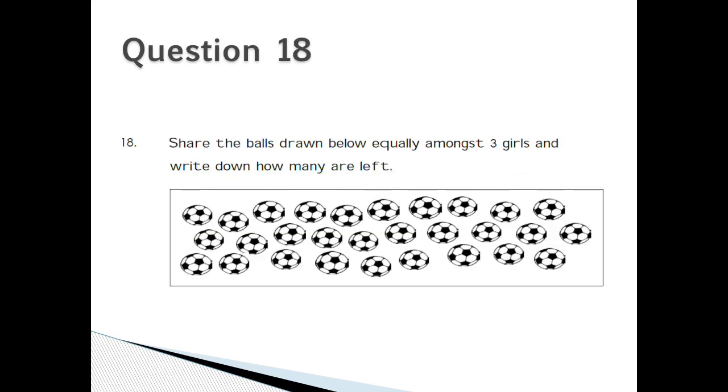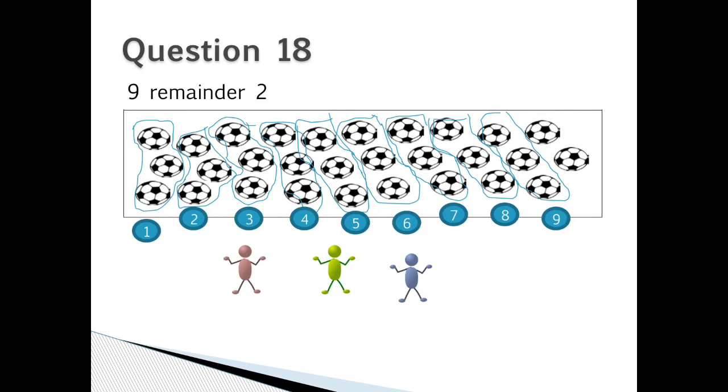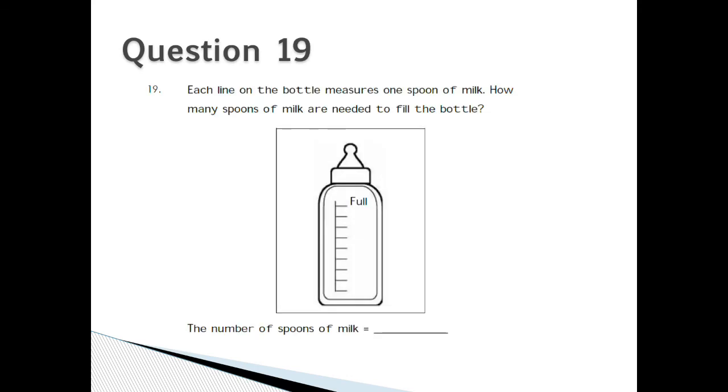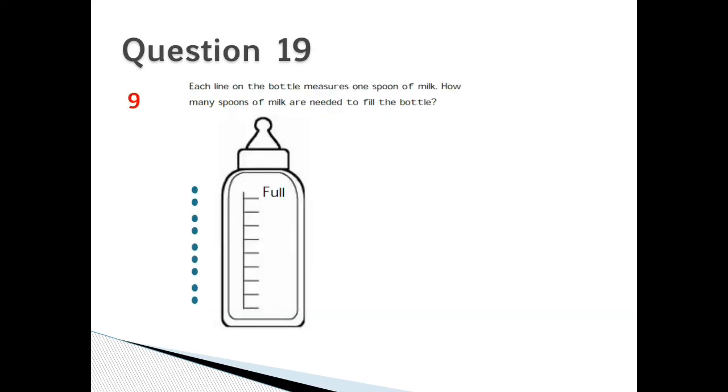Share the balls drawn below equally amongst 3 girls and write down how many are left. There would be 9 given to each one of the girls and a remainder of 2. Question 19. Each line on the bottle measures 1 spoon of milk. How many spoons of milk are needed to fill the bottle? The number of spoons of milk is... There would be 9 spoons of milk needed to fill the bottle.